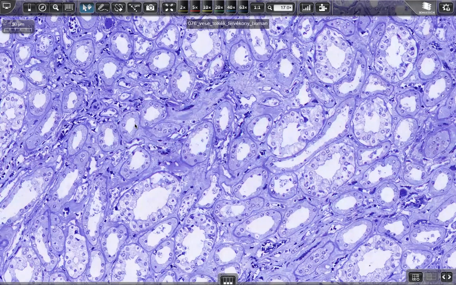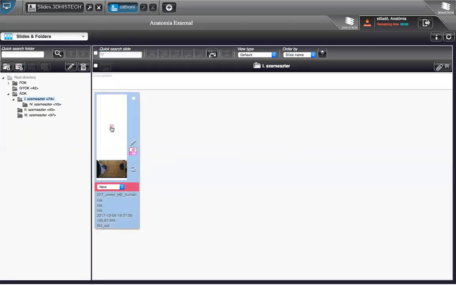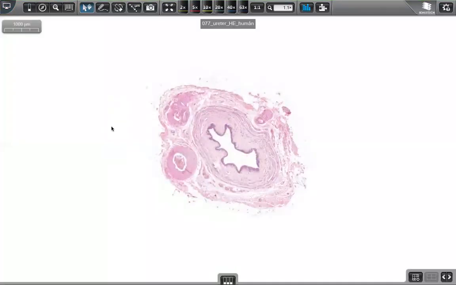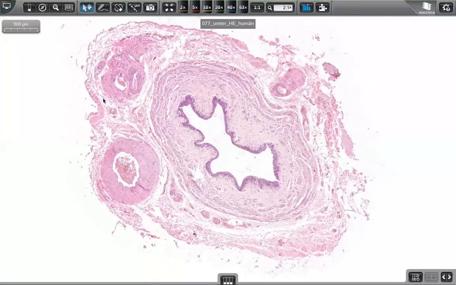Our next slide shows the ureter. That's slide 77. Yeah. So this is the ureter, and here we can see the vessels in the tunica adventitia.